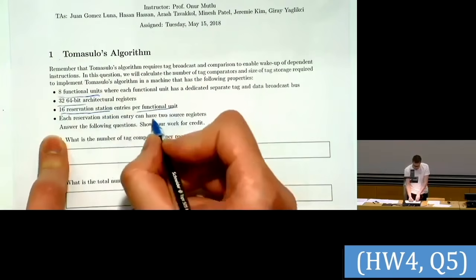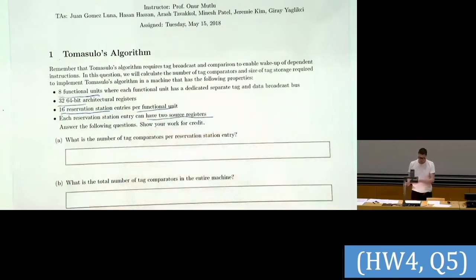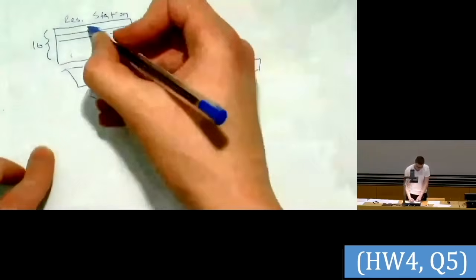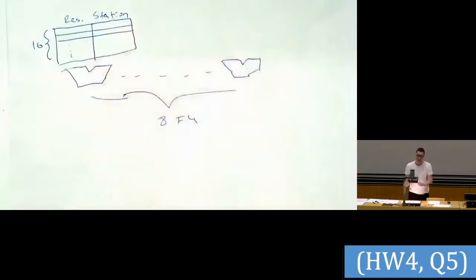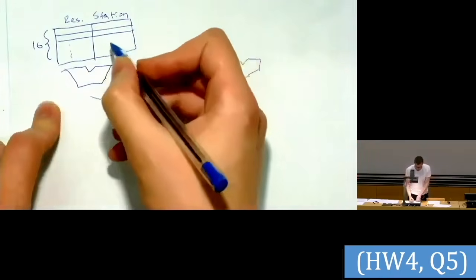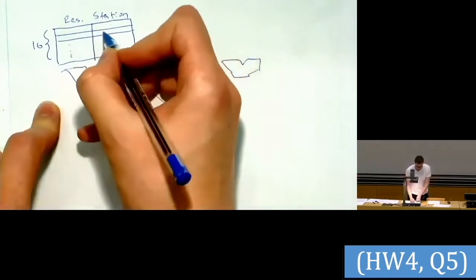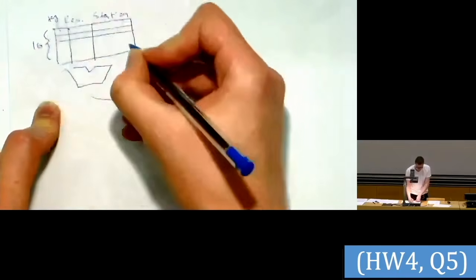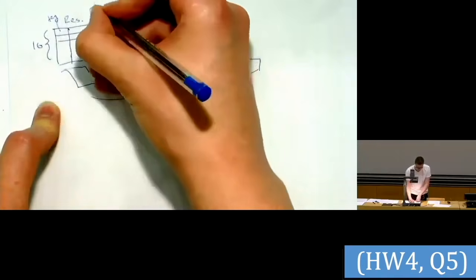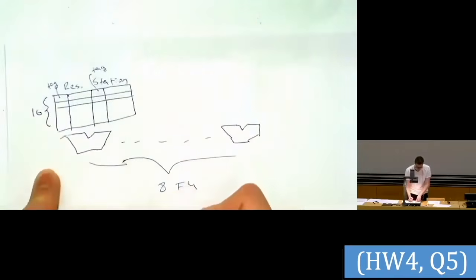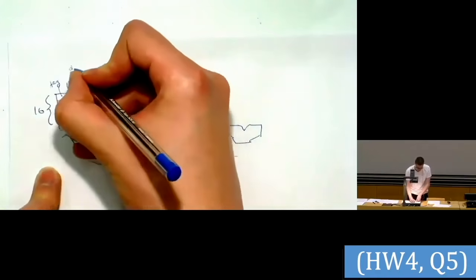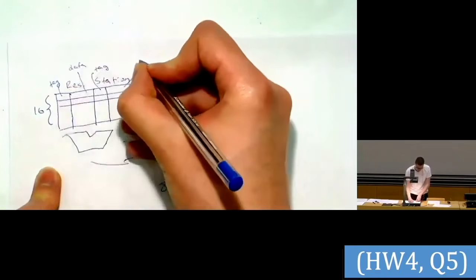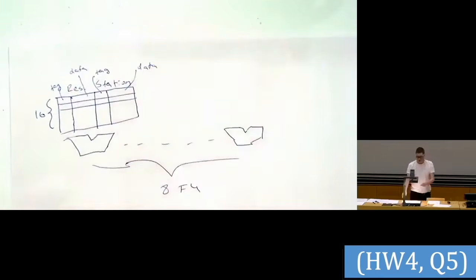And importantly, each entry in the reservation station can hold up to 2 source registers. This is exactly the same reservation station that we had in the slides during the lecture. Here we have 2 source operands, and then it has separate tag fields for each source field. I guess you can see it. And then separate data fields. So it looks something like this.